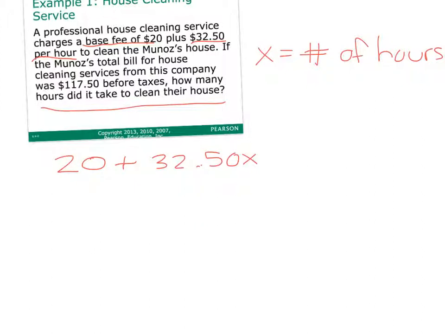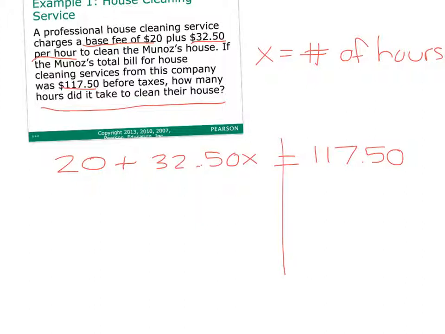When they got the bill, it was a total of $117.50. So whenever you see a total, that's always an answer to an equation. So 20 plus 32.50x equals 117.50. Okay, so now you have it set up so that you can actually solve this. So we're going to solve for x. We're going to try and get x on its own.